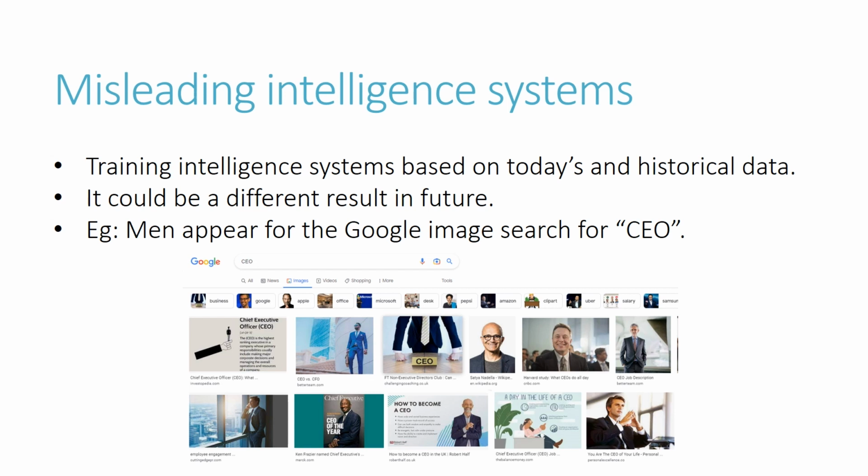According to the given example, Google returns photos of men for the search keyword CEO. This is due to gender bias, because mostly males have held this role in the present and past. But what if more women started to become CEOs in future? There are similar examples of misleading intelligent systems, which is a big issue in Google Knowledge Graph.